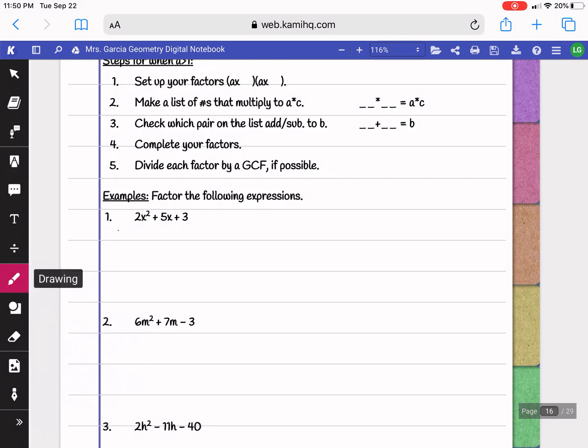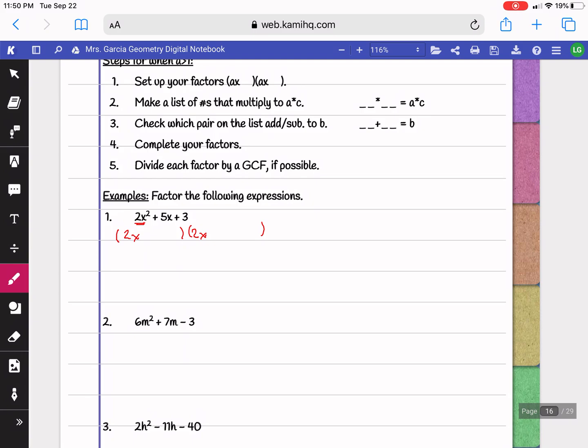Here, I'm going to set up parentheses. And I usually put whatever it starts with. So 2x and 2x. That doesn't make sense right now because 2x times 2x is 4x squared. But we're going to do a step at the end that corrects it. So for now, we set it up like that.